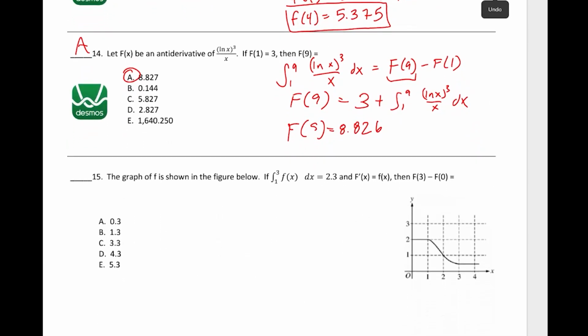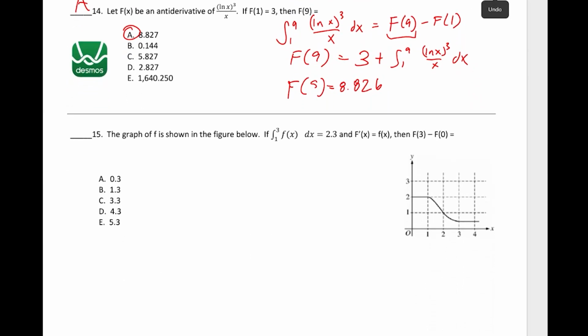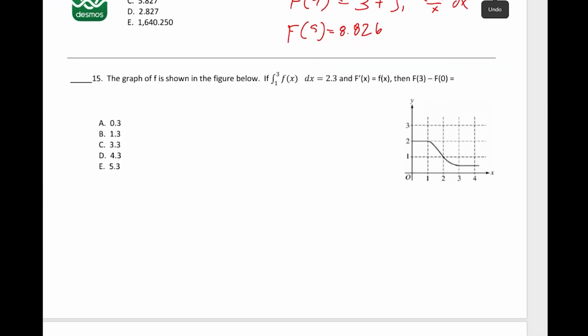Okay, number 15. We do not need Desmos for this. It says the graph of f is shown on the figure below. If the integral from 1 to 3, f of x dx is 2.3, and F prime of x equals f of x, then what does capital F of 3 minus F of 0 equal?